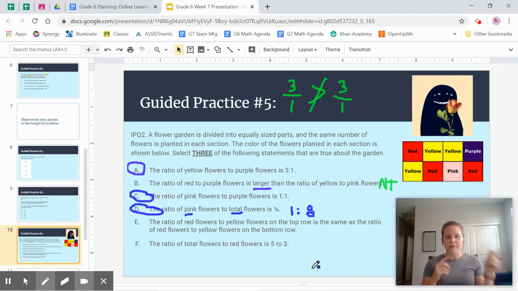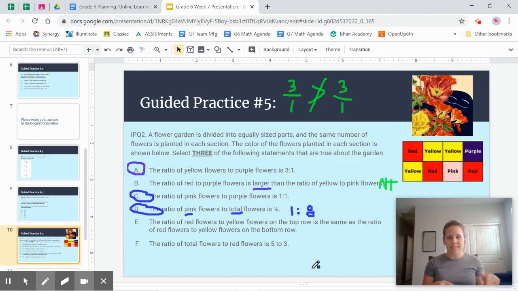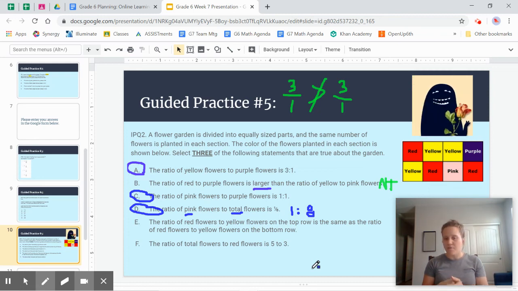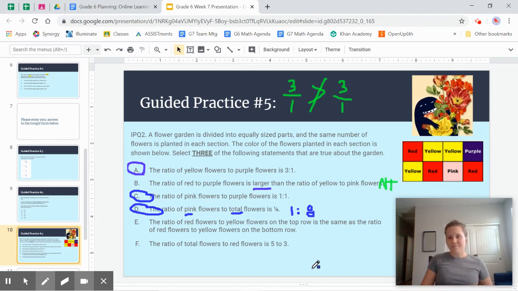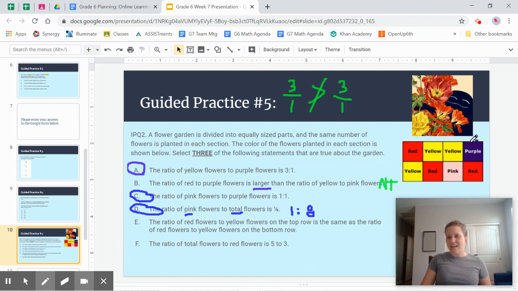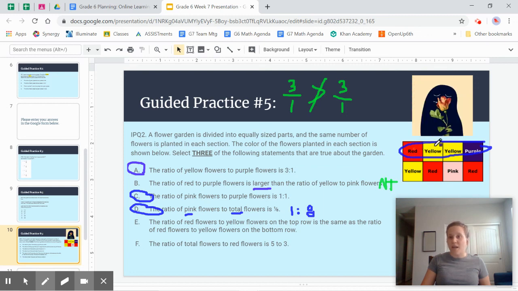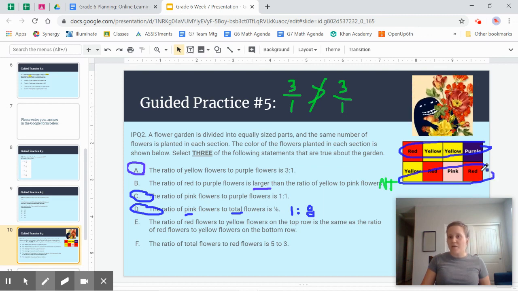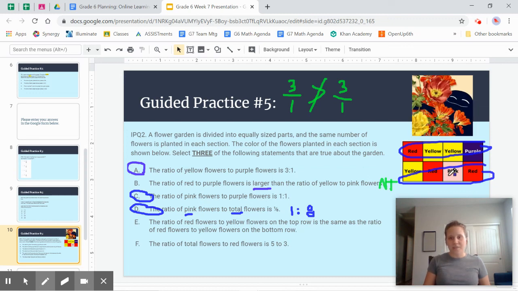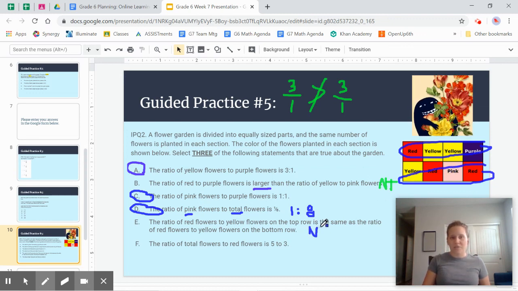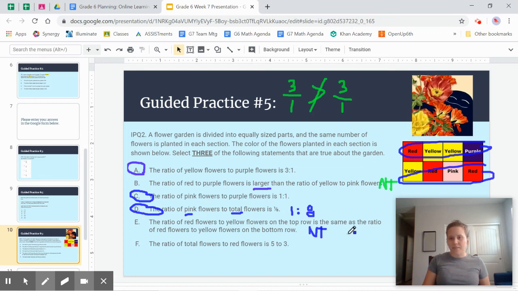E, the ratio of red to yellow on the top row is the same as red to yellow on the bottom row. What do you think? E is not true. Up here, I see there are 2 yellows and 1 red. So the ratio of red to yellow is 1 to 2. But on the bottom row, it's opposite. The ratio of red to yellow is 2 to 1. So E is not true. The amounts are not equal.